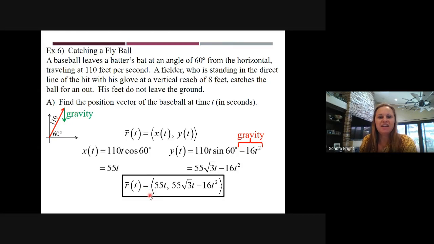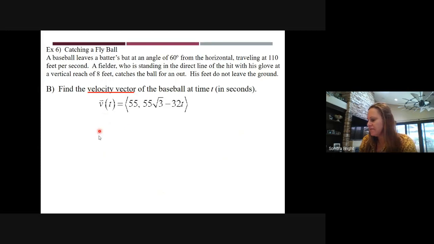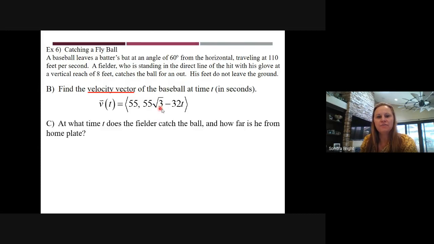So there's your position vector, right? And then we want to find the velocity vector. So velocity vector, you're just going to take the derivative of that position vector. The position vector was 55t, so the derivative would be 55. And then the position was 55 root 3 times t, and then minus 16t squared. So taking the derivative of both of those gives you 55 root 3 minus 32t.